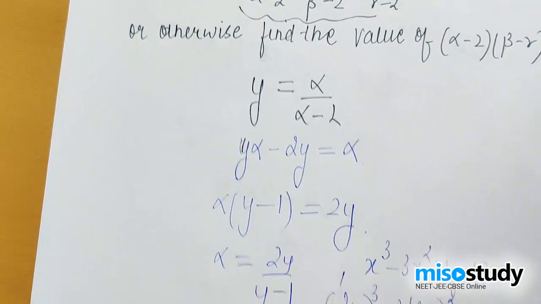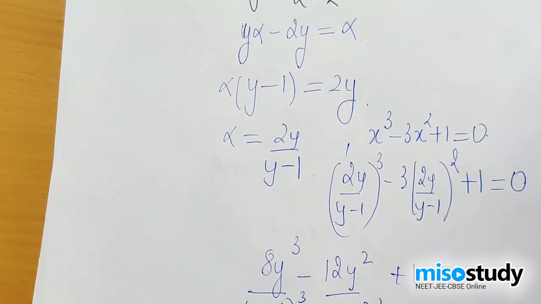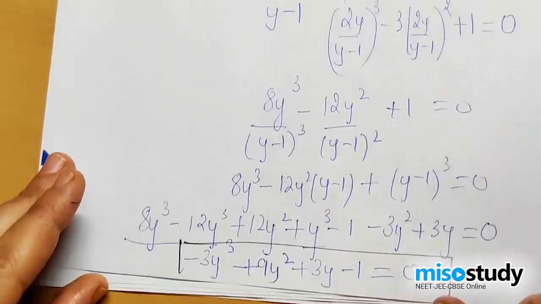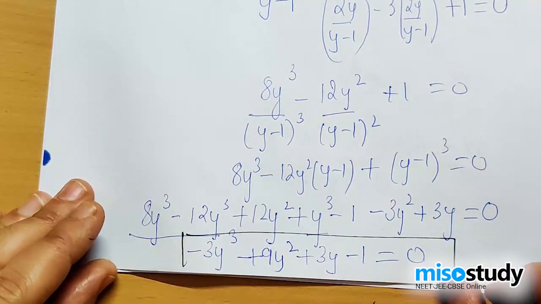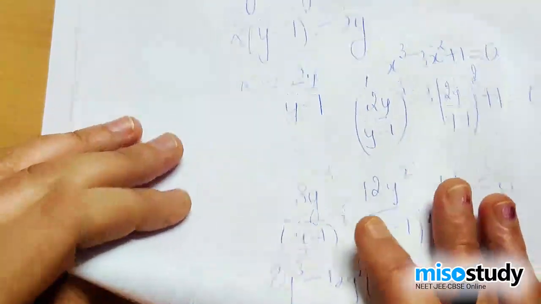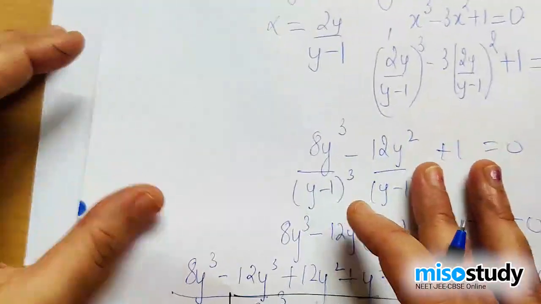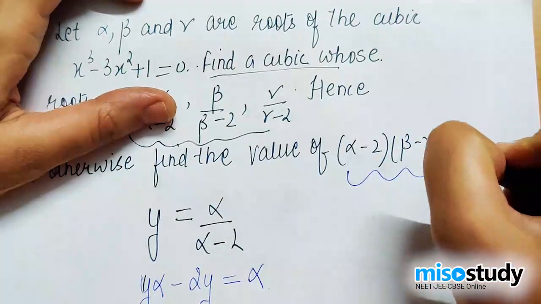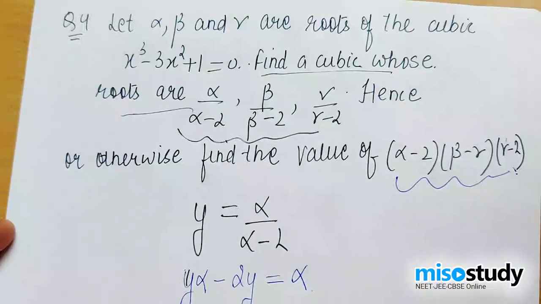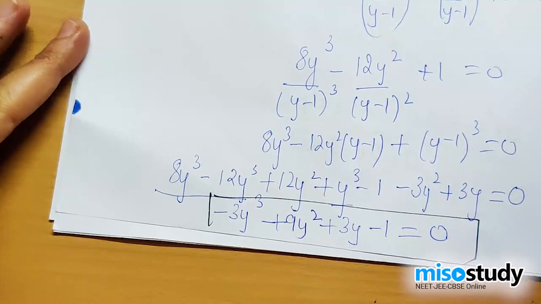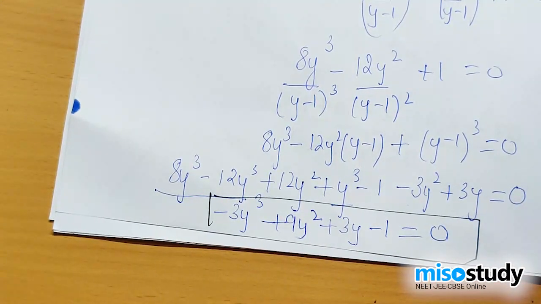From here I found alpha in terms of y. Now since alpha is a root of the given equation, it will satisfy the given equation. From there I found an equation in y. Okay, this was my equation in y. Now that I found an equation in y, half the job is done. After that I needed to find the value of what? Alpha upon alpha minus 2, beta. I wanted to find this value. For that, I took the product of the roots, and from this equation it was quite clear the product of the roots is minus 1 by 3. I put the value and I got everything.